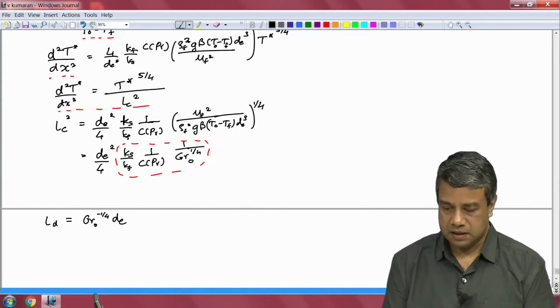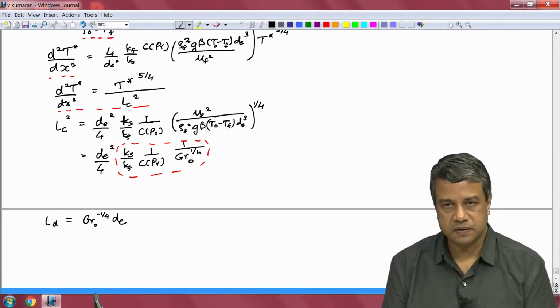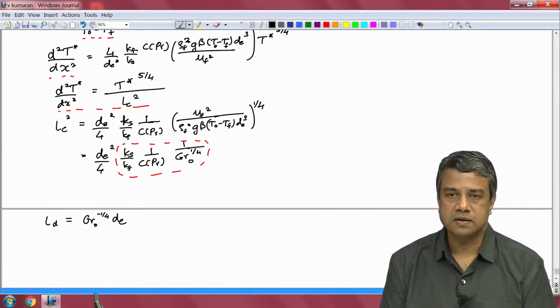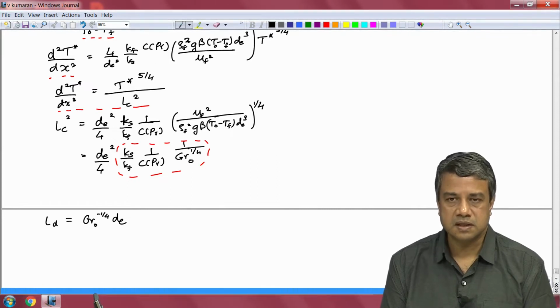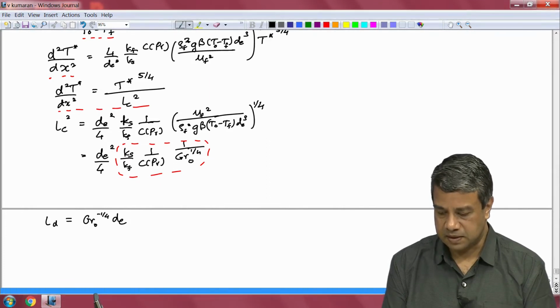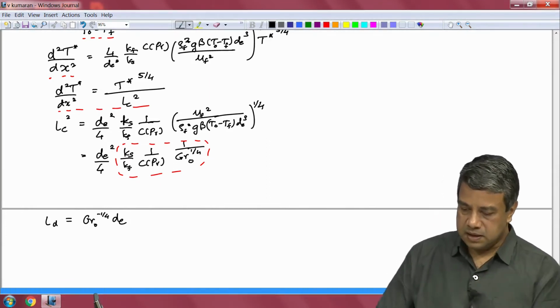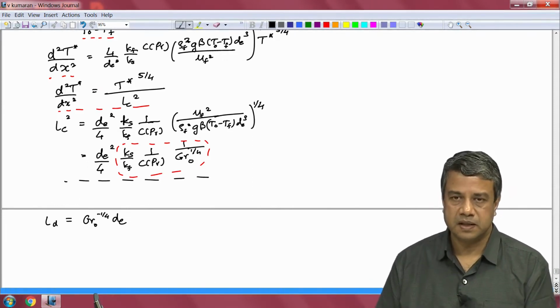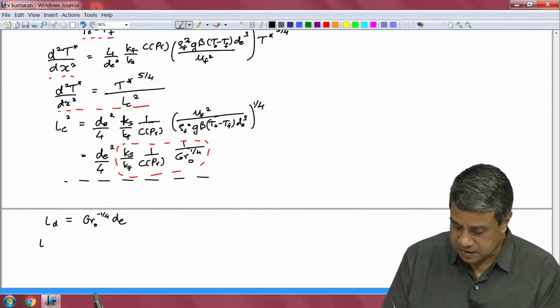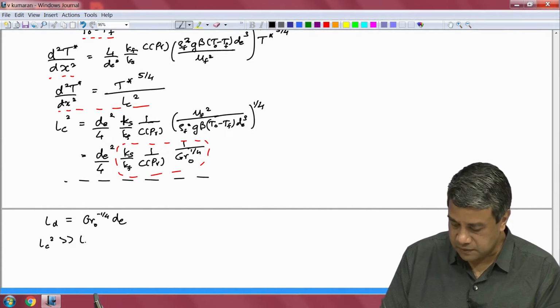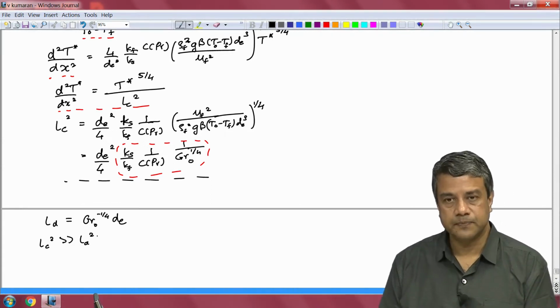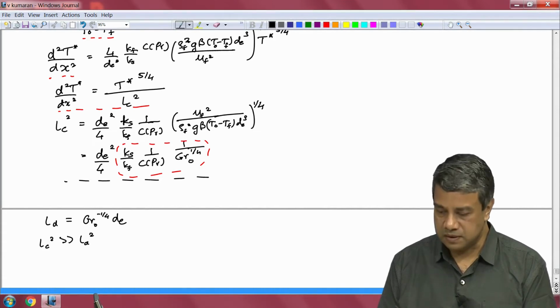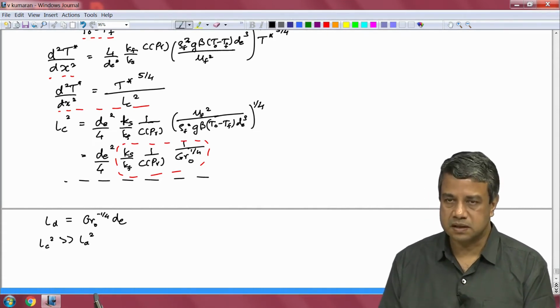The diffusion length, if you recall, for natural convection, diffusion close to the surface is restricted to a distance comparable to the Grashof number power minus 1/4 times the equivalent diameter. And this is the length scale for the variation of the temperature along the fin. Therefore, I can use this balance equation only if LC square is much larger than the diffusion length square.